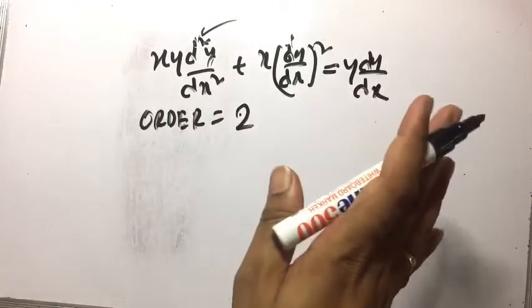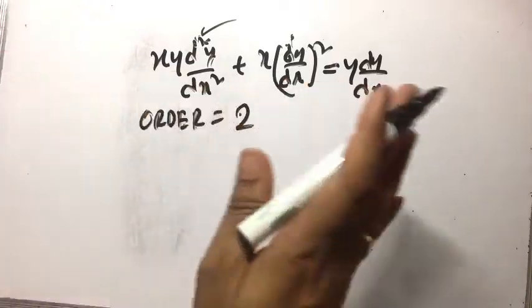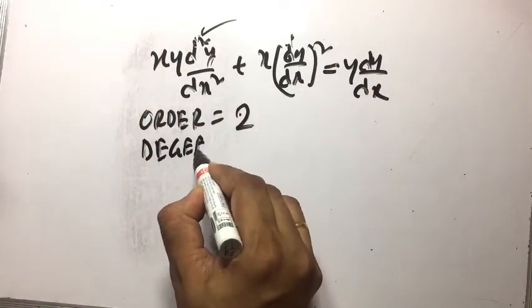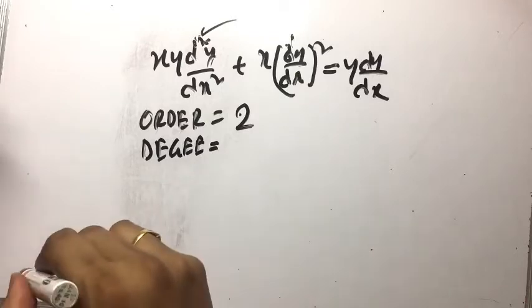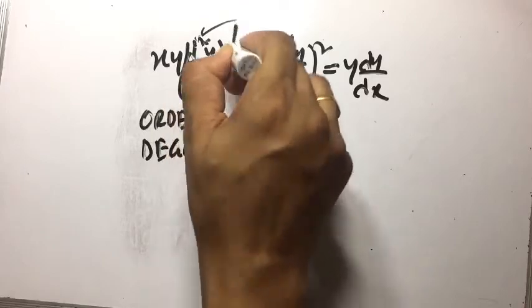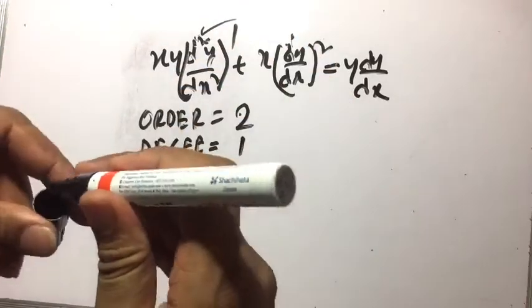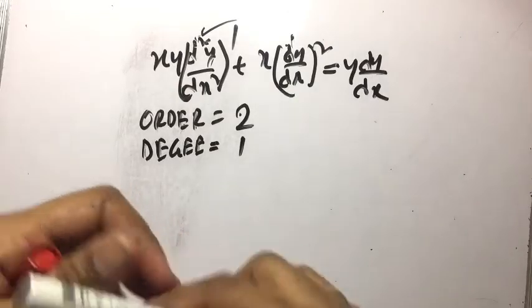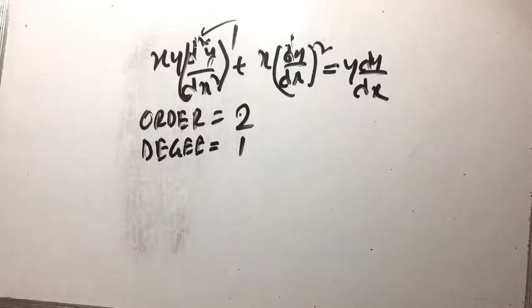As there are no fractions, it's okay. So no need to remove the fraction. Now degree is the power of the highest order. There is no power on this, it is 1, so the degree is 1. In this way we can easily find out the order and degree of any differential equation.